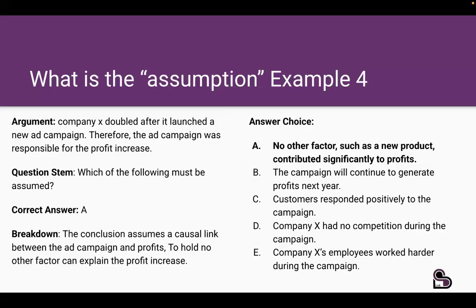So if we go to the breakdown, it says the conclusion assumes a causal link between the ad campaign and profits. To hold, no other factor can have explained the profit increase. Right, exactly. And let's do 5.